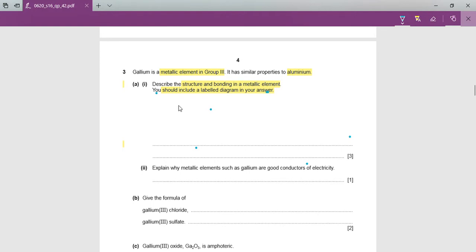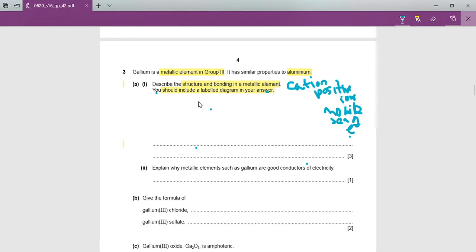So anyways, the drawing: basically metallic elements have cations or positive ions surrounded by a mobile sea of e minus, or electrons. These electrons come pretty handy in the next part.